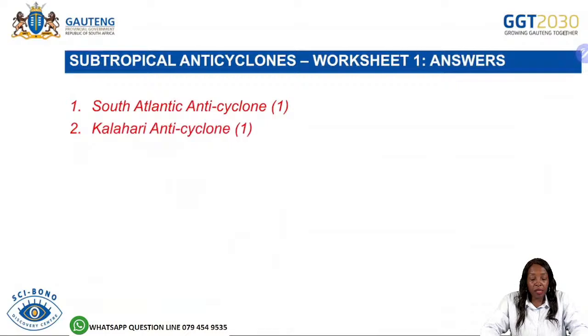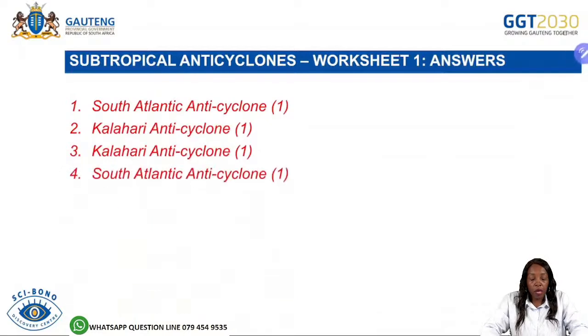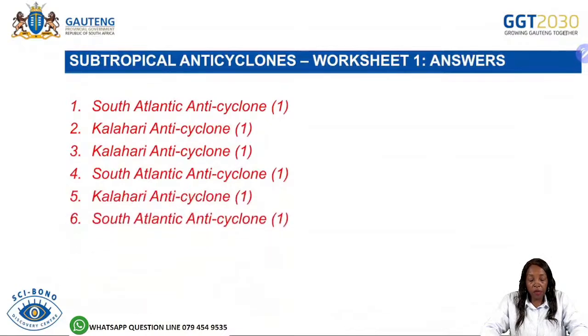Right, the next answer is Kalahari anticyclone. Then for number 3, your correct answer is Kalahari anticyclone. And then number 4, the correct answer is South Atlantic anticyclone. Number 5, Kalahari is the correct answer. Number 6, South Atlantic anticyclone. Number 7 is South Atlantic anticyclone.